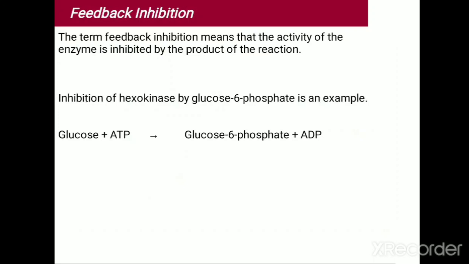So that's all regarding enzyme inhibition. Just write the features of each type of inhibition, draw the enzyme kinetic curve, and write at least two examples. So that's all regarding enzyme inhibition.